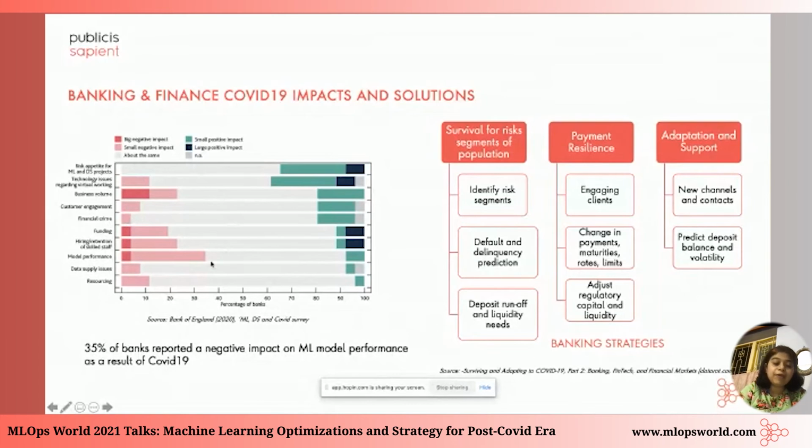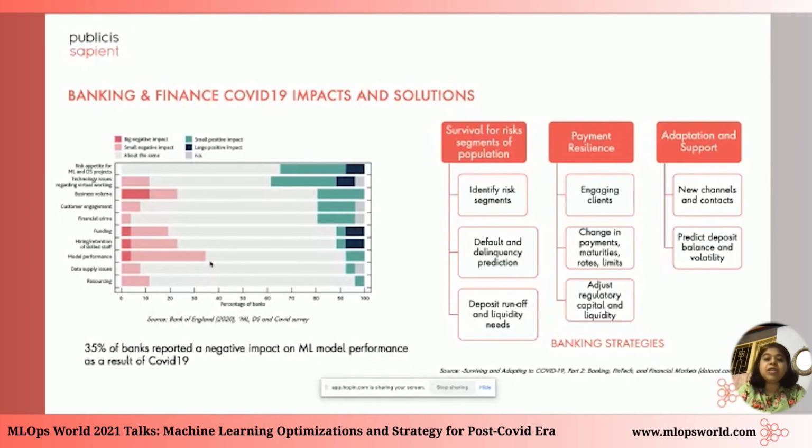And when our model is not performing well and we know that there is something happening, how do we look at this from the business side? So what are survival techniques for at-risk segments of the population? Why are they getting impacted? The model is not performing. Is there any impact that they are not coming to the banks, or they are becoming defaulters? So how do we do the default and delinquency prediction?